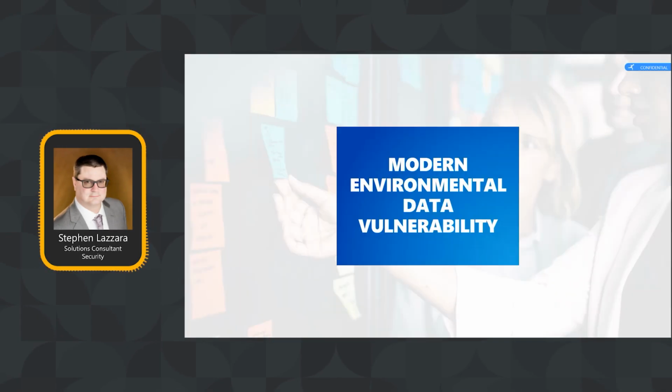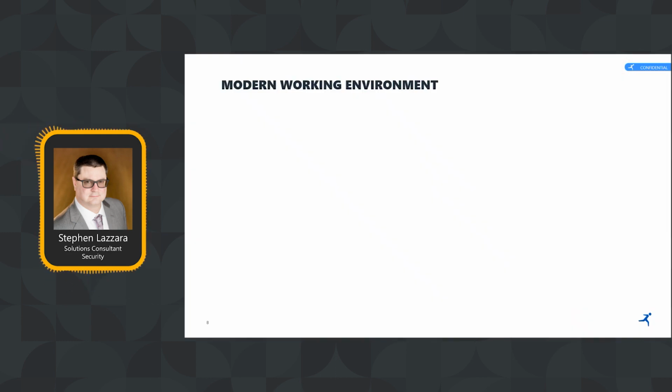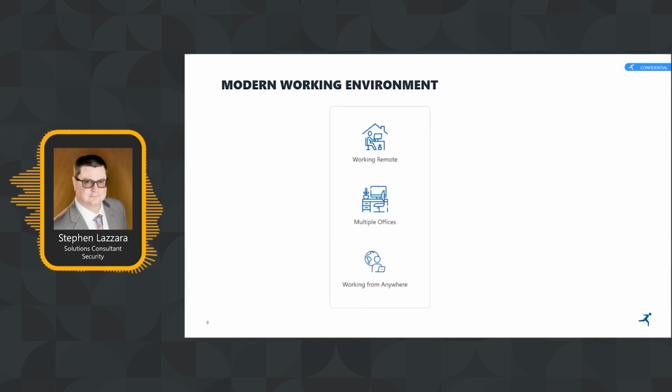Once you've classified your data, you need to understand where it is vulnerable. This is relatively key. In a modern working environment, data is going to be made vulnerable because people are working from anywhere. Multiple offices, working remote, even working from the Starbucks down the street. And you've got different user personas that are in place today than what classically used to exist.